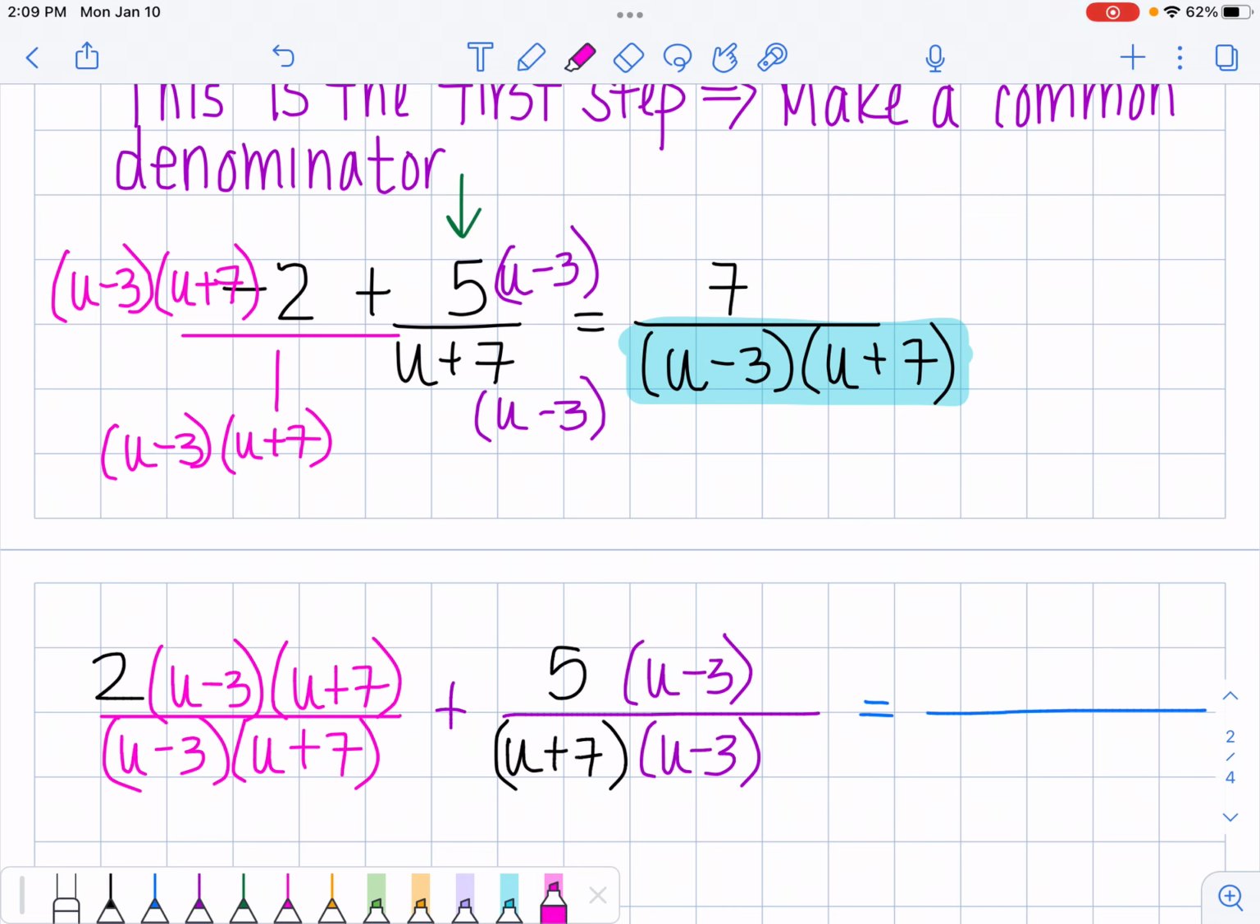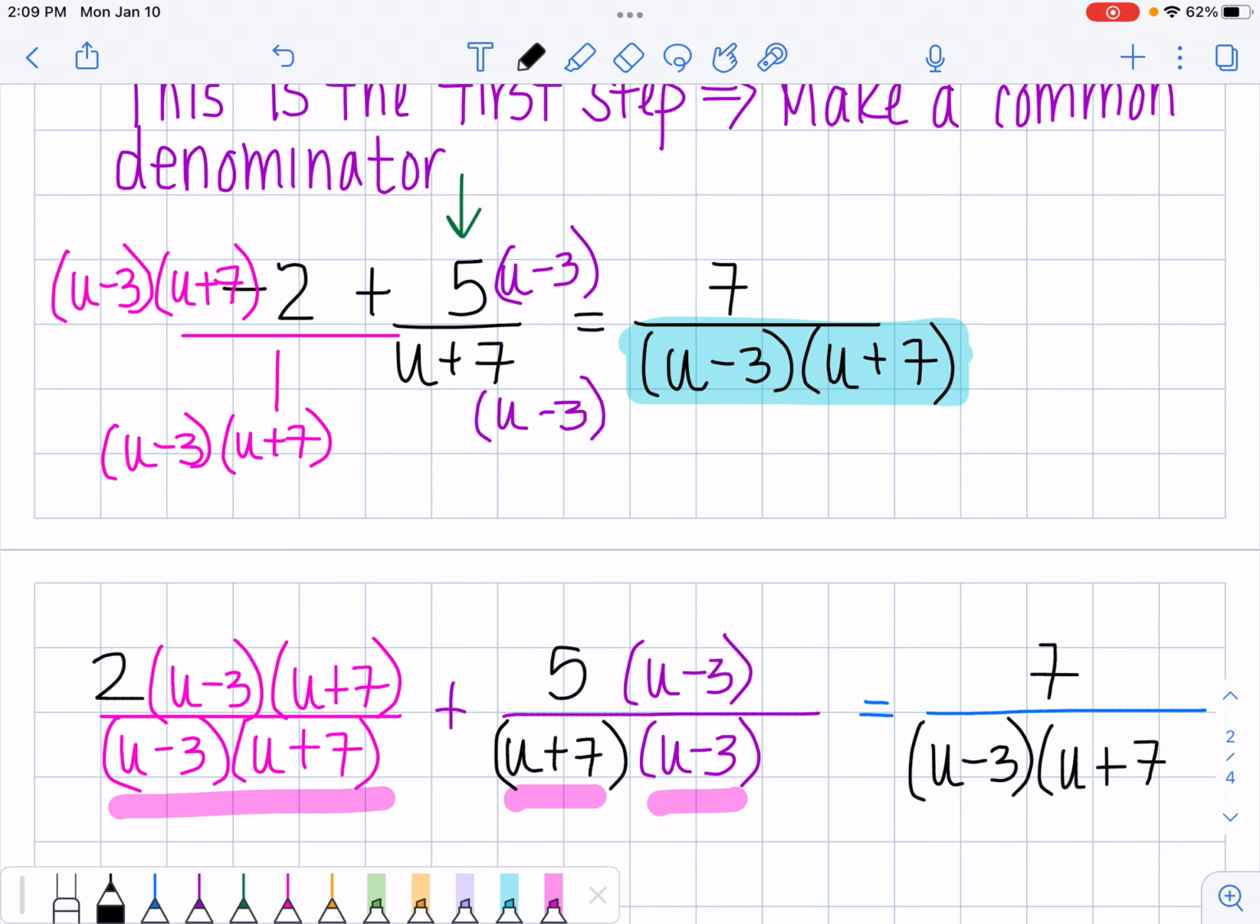Now, does it matter that u plus 7 is written first and u minus 3 is written second, and it's switched over here? No, because the order that you multiply does not matter. Remember, 3 times 2 is the same as 2 times 3. So it doesn't matter if I switch my order when I'm multiplying. And my last one on the right, I didn't have to multiply by anything, so this one just stays the same, 7 over u minus 3 times u plus 7.